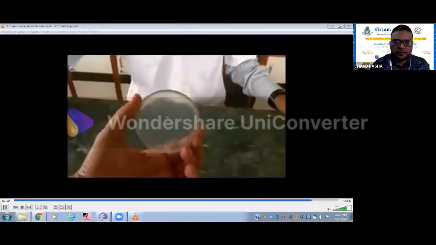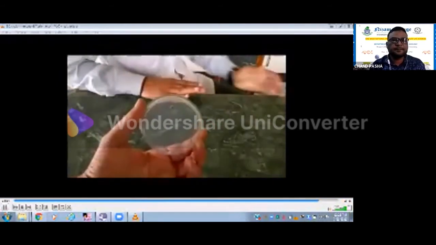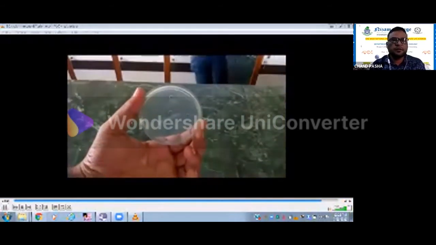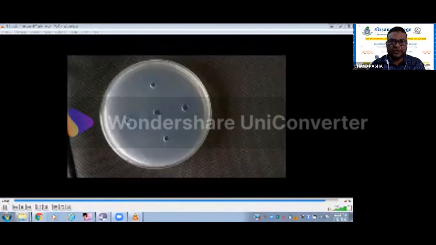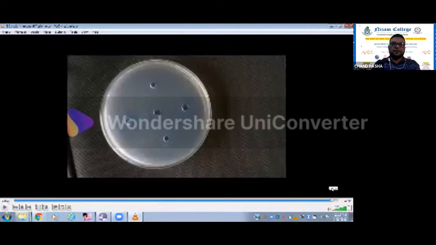See, very clear, you can see the zone of precipitation. The zone will be directly proportional to the concentration. If the concentration increases over there, then the precipitation zone also increases. If you see in the slide, you can appreciate the incremental pattern.